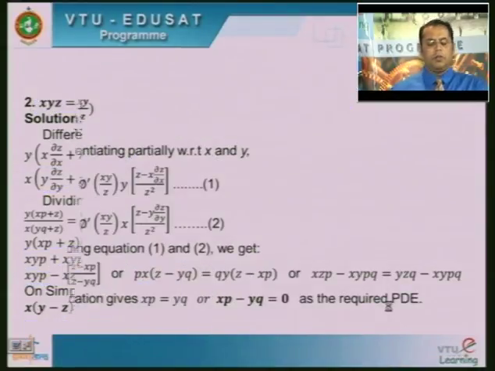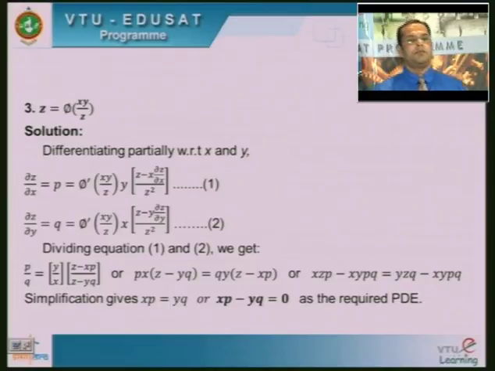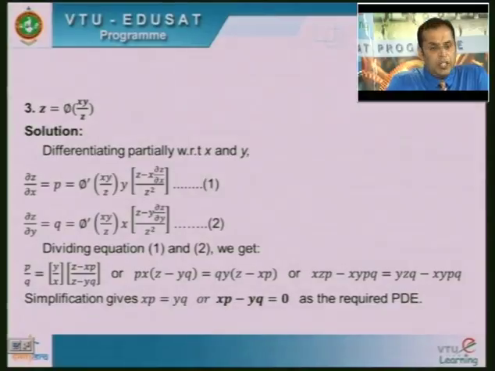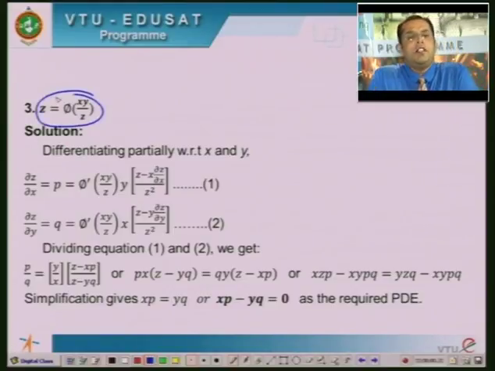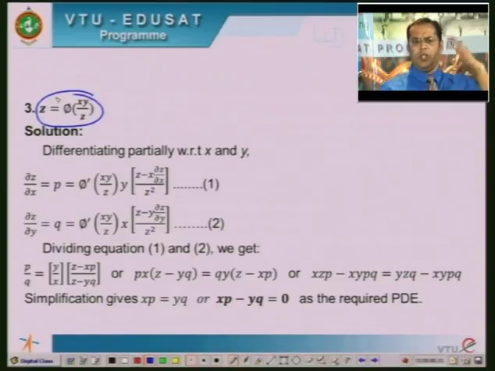Now, let us go to the next example. In this example, you will see the differentiation using the quotient rule. Eliminate the function phi from the relation z equal to phi of (xy by z). So, the differentiation process is again the same. You will differentiate, because there is one function to be eliminated, partially with respect to x as well as y.